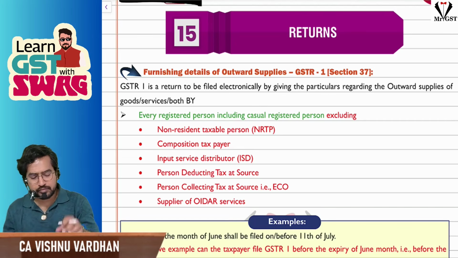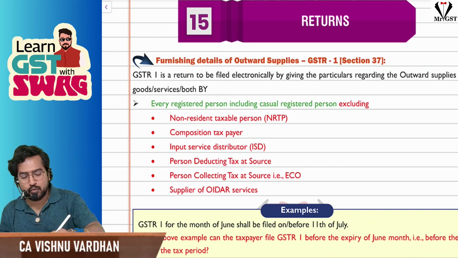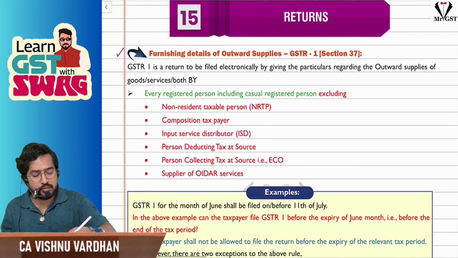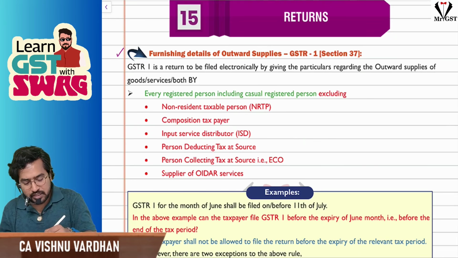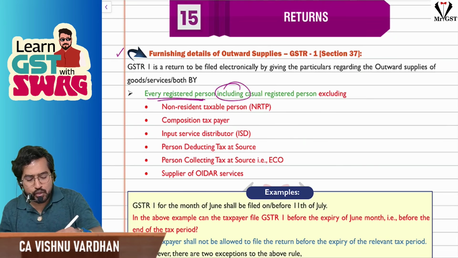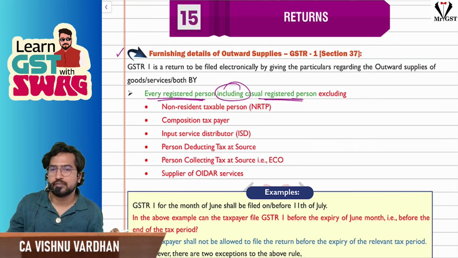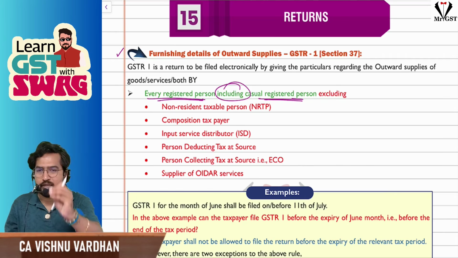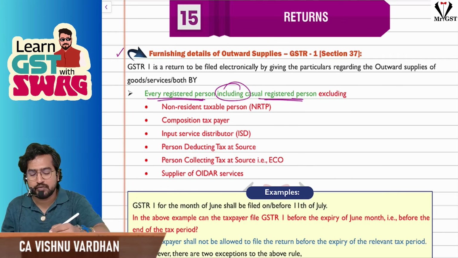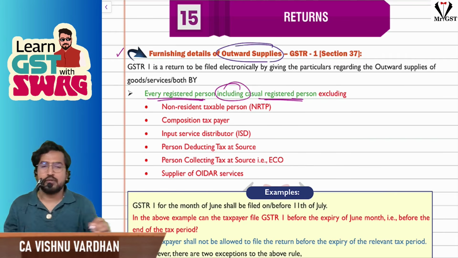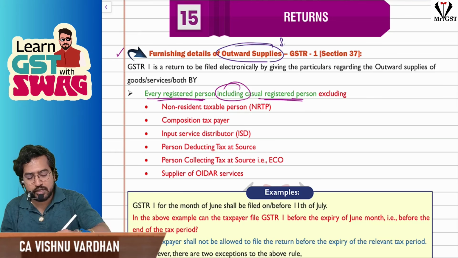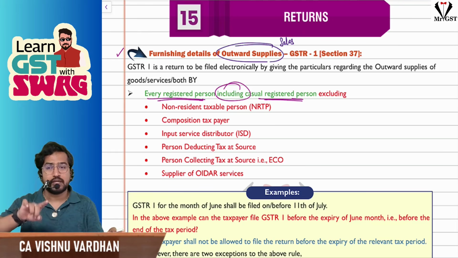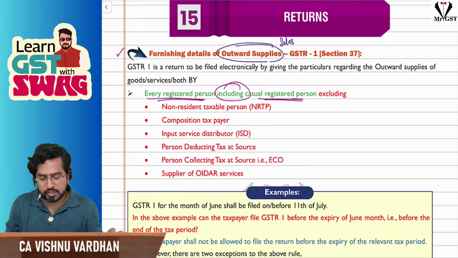First of all, who has to file GSTR 1? The simple thing: GSTR 1 has to be filed electronically by every person registered under GST, including a casual taxable person. Now, in GSTR 1, what is the information you are going to give? Outward supplies. That means all your sales information you are going to give in GSTR 1. This we have already discussed in the ITC chapter.